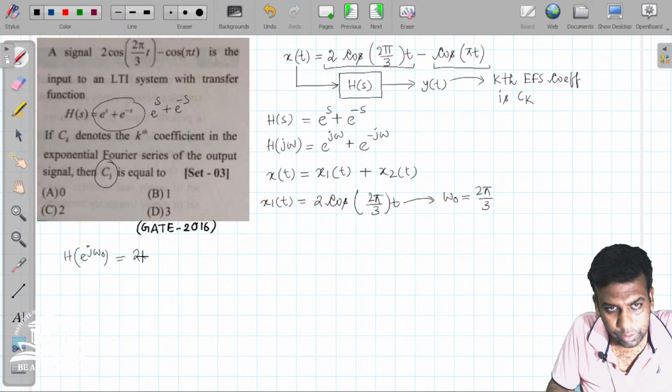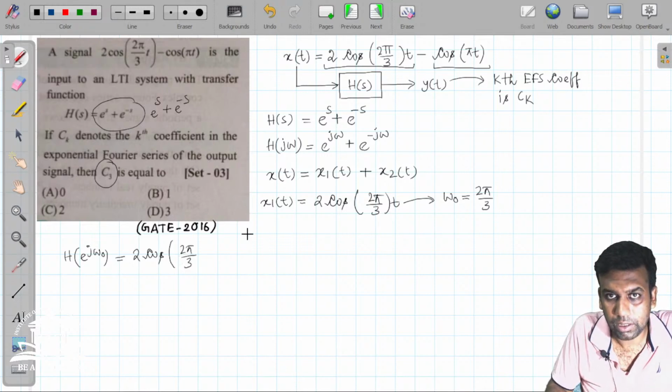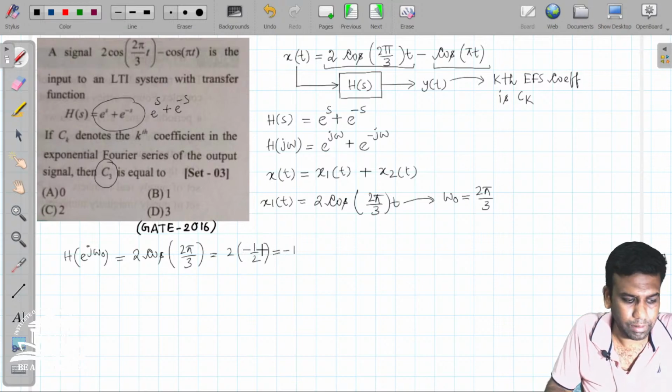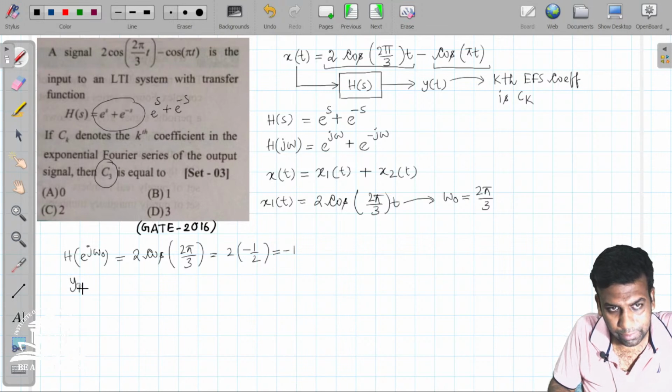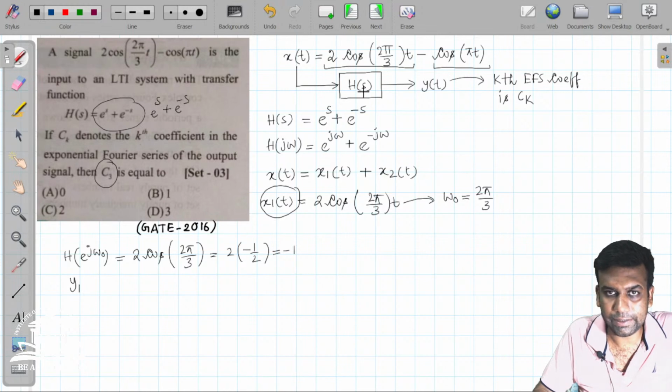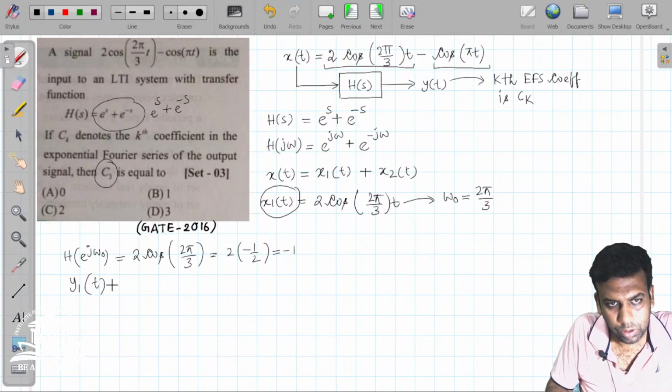So if I put the value, it will be 2 cos of 2 pi by 3, so you will get 2 into minus half, that is minus 1. Now what will be y1? This is an LTI system, so it will follow LTI behavior. If xt can be written as x1 plus x2, then y will also be y1 plus y2, where y1 is the output for x1 and y2 is the output for x2. So the output for x1t will be y1t, and y1t will be minus 2 cos 2 pi by 3 into t.